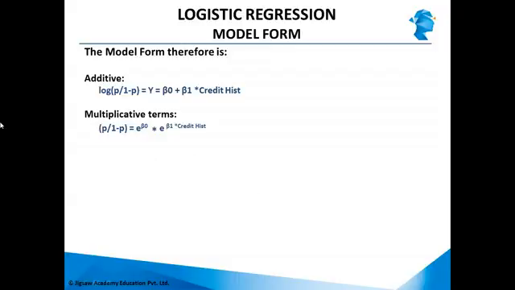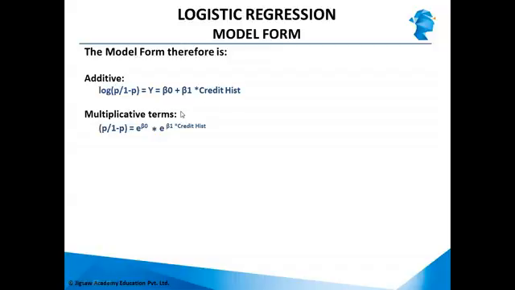So, how do I convert a log back to a straight term? I simply exponentiate it. So, if I do e raised to the power log of p over 1 minus p, it equals e raised to the power beta 0 times e raised to the power beta 1. Remember that when you're taking the exponent, the additive model will become multiplicative. So, if you want an additive model, use log of p over 1 minus p and you get an additive model.